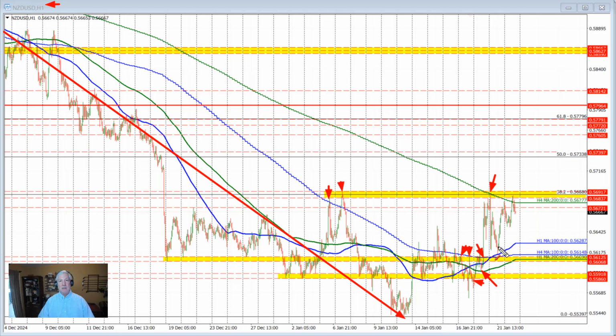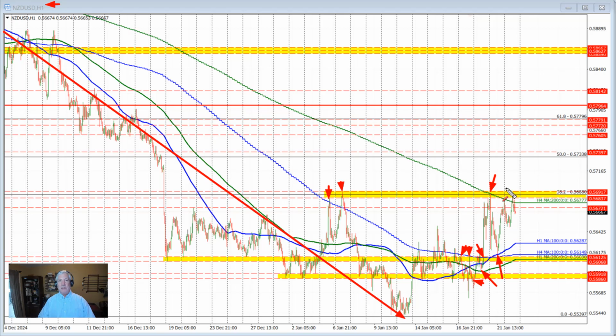The subsequent fall to the downside in trading yesterday, where do we find support? Well, the 100-hour moving average right here. So buyers came in against the moving averages down here. Sellers came in against the 38.2% retracement in the swing area up here. So the boundaries have been set.